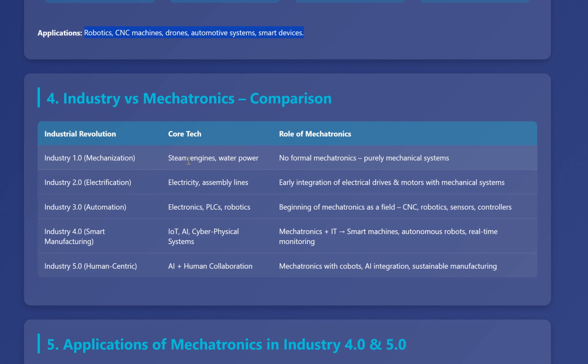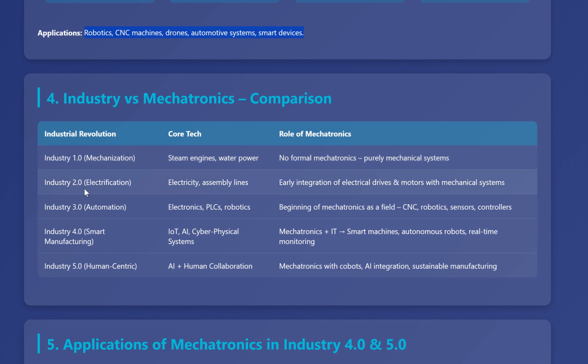In terms of mechatronics, there was no formal mechatronics, because it was purely mechanical systems. That's why we call it Industry 1.0. It was purely mechanical systems. So if you are designing systems that don't have mechatronics, then we call it Industry 1.0. Like in agriculture, those machines used for plowing. Some of them, if they don't have mechatronics, then we call them mechanized machines. So they lie in Industry 1.0 and are purely mechanical systems.